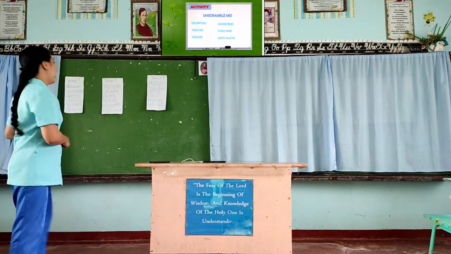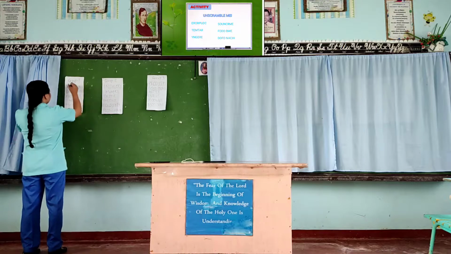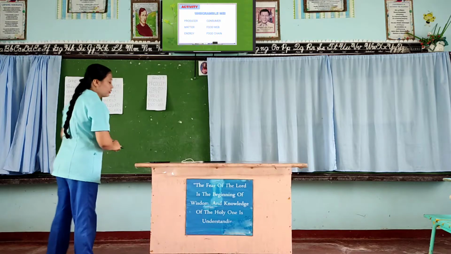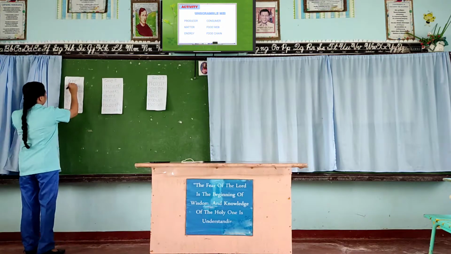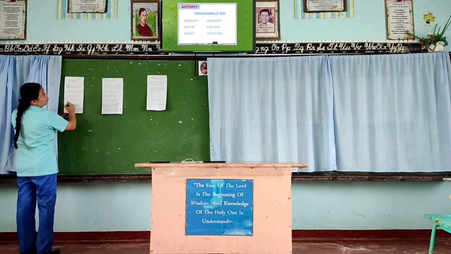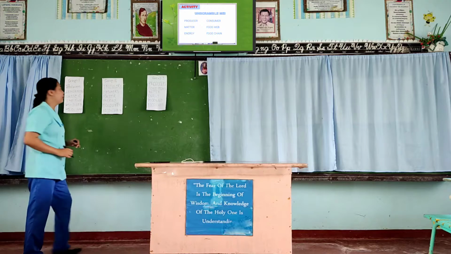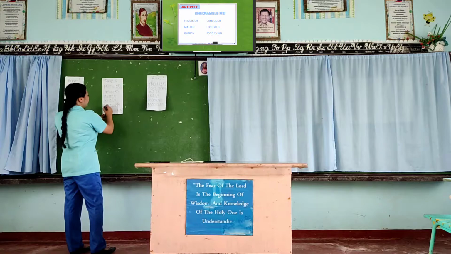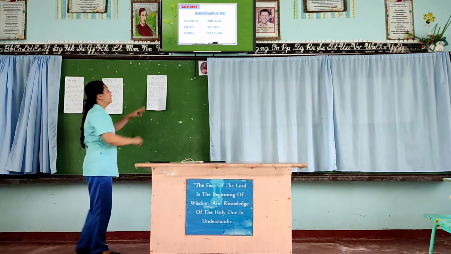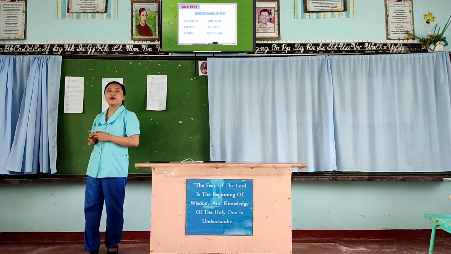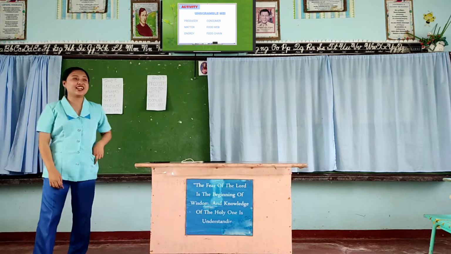Now let us check your answers. For group 1, producers. Producers or producer. Very good. Group 1: consumers, matter, energy, food web, and food chain. Okay, very good. Group 2: producers, consumers, matter, energy, food web, food chain. Very good. Now, group 3: producers, consumers, matter, energy, food web, and food chain. Wow, very good. All of you got the correct answer.